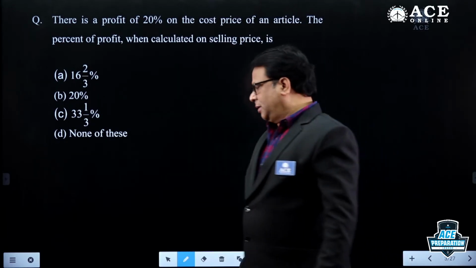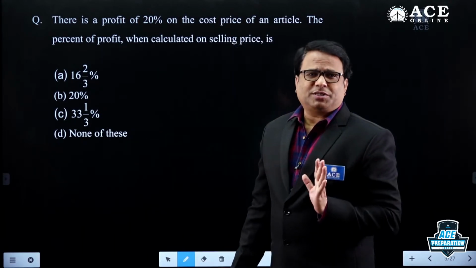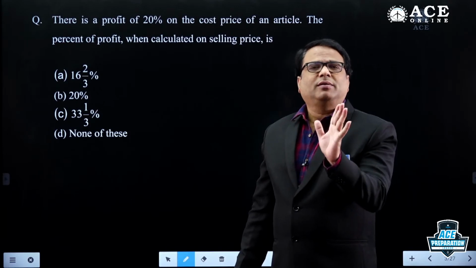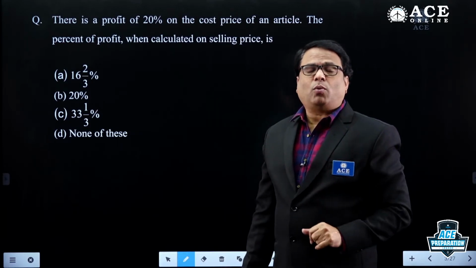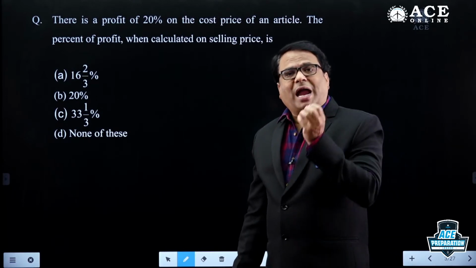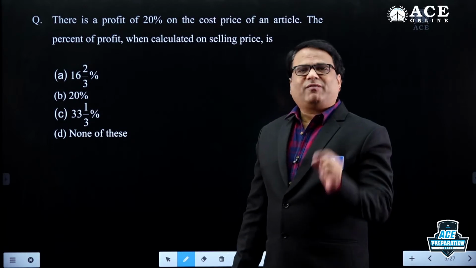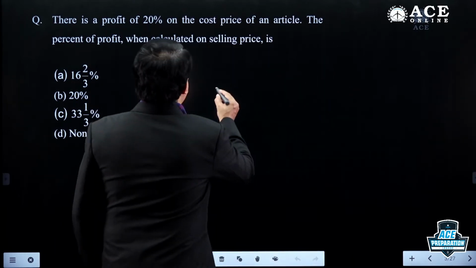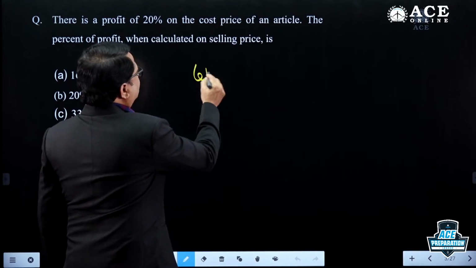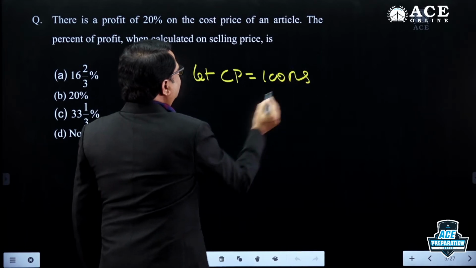Okay? Right. Now, here the complete data is given in percentages. The actual figures are nowhere given. The data is available only in percentages. So what are we supposed to do? We have to make assumptions and then solve the question. So my first assumption is about cost price. Let cost price equal 100 rupees.